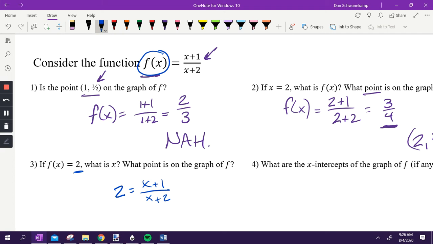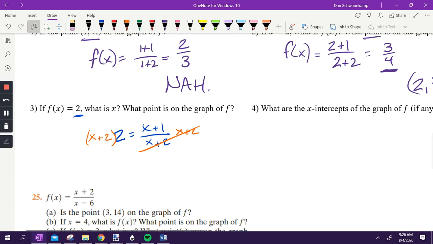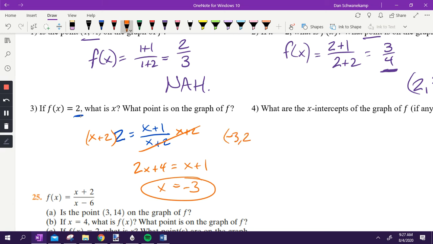I don't like that fraction. I got that x plus 2 on bottom, but I could fix that really quickly. I'm going to multiply both sides by x plus 2. Over here, it's going to cancel. On this side, I'm going to get 2x plus 4 equals x plus 1. Subtract an x. Subtract a 4. X is -3. The ordered pair is -3 comma 2.